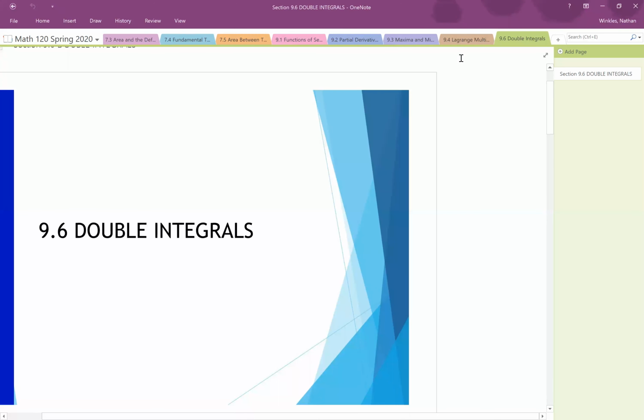All right, so we are on 9.6 double integrals. So in order to think about double integrals, we need to think about, we did partial derivatives where we held one of our variables constant while we took care of the other. Well, we're going to do the exact same thing here with double integrals when we do integration.